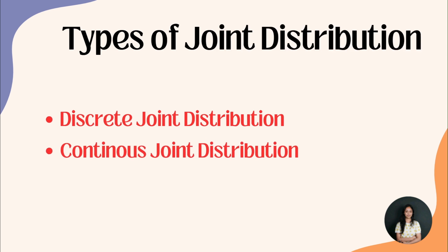So here are the types of joint distribution. First is discrete joint distribution, when both X and Y have countable values, for example rolling two dice, and second is continuous joint distribution, when X and Y can take any value within a range, for example height and weight of people. In both cases, we use different mathematical functions to describe their probabilities, which we will see next.